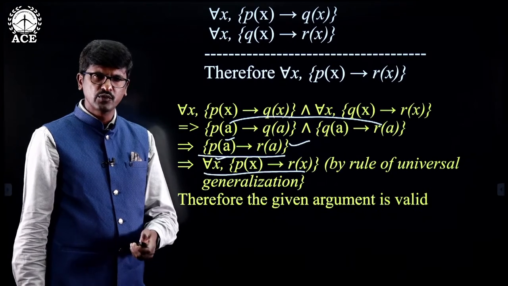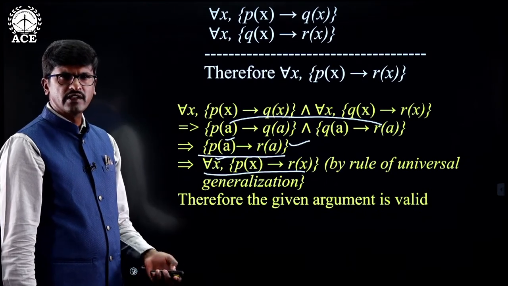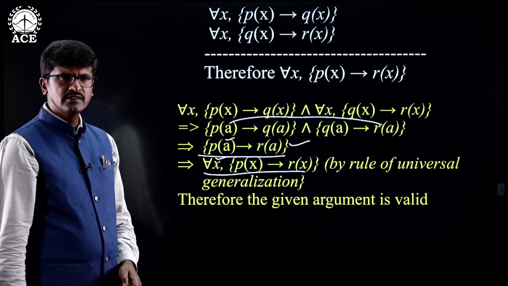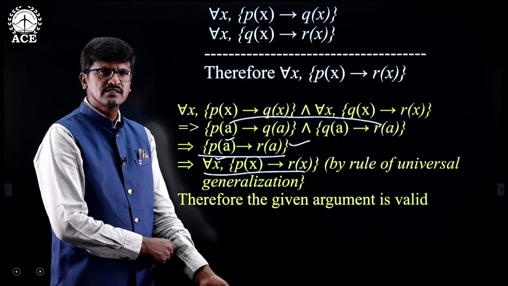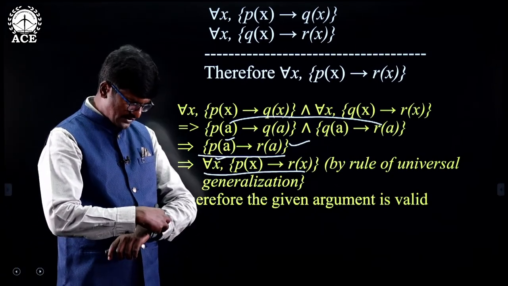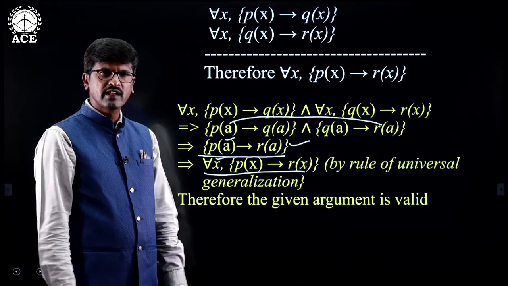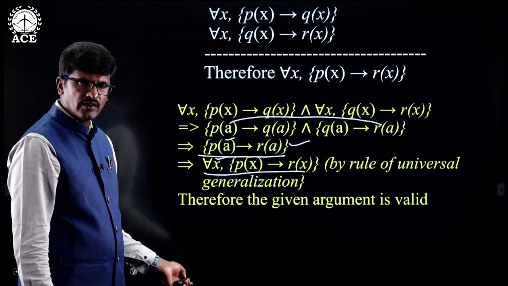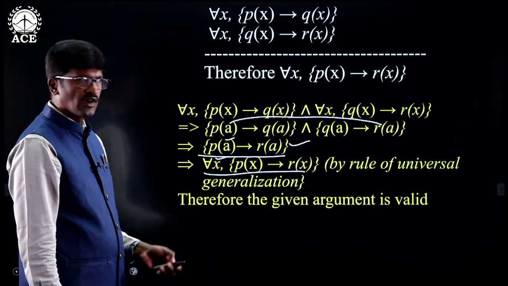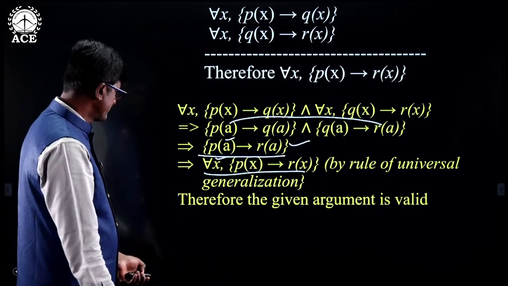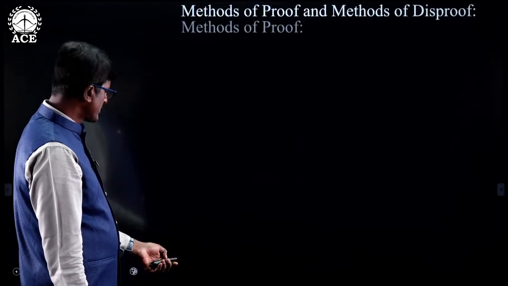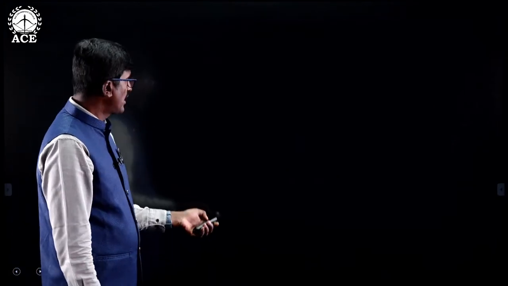This is how we have to prove whether the given arguments are valid or not. So a valid argument means take the conjunction of the premises. From the conjunction of the premises, if you are able to derive the conclusion, then it is a valid argument. Otherwise, it is called an invalid argument. So now this is all about arguments and valid arguments. Now we'll move to the next topic.